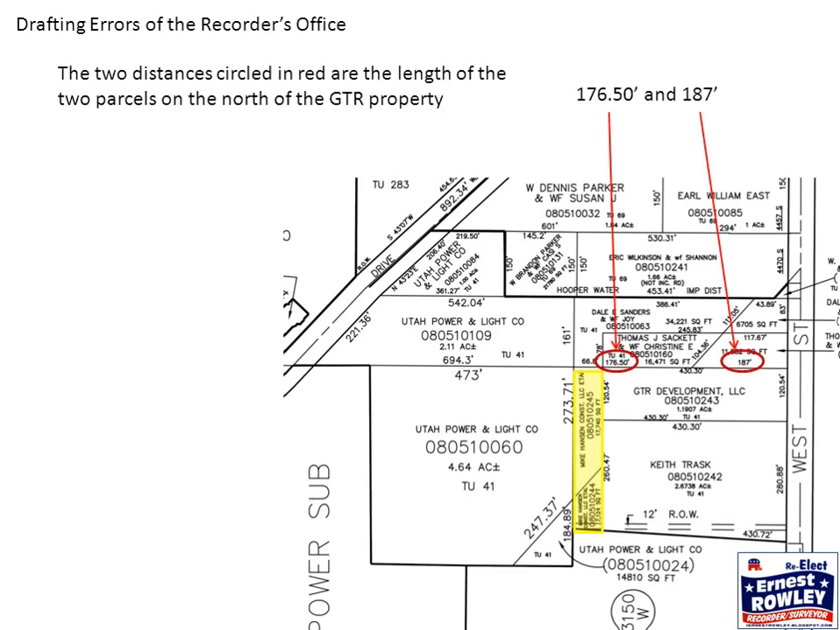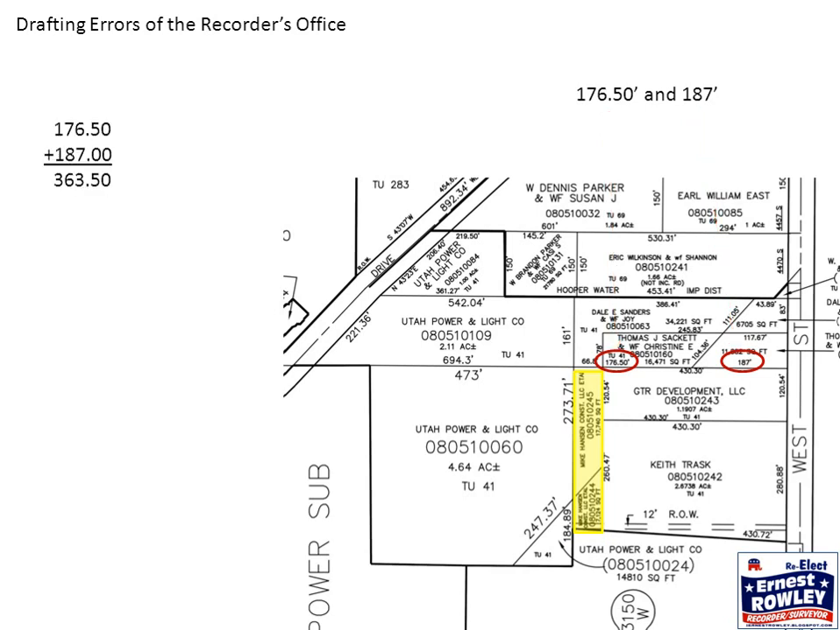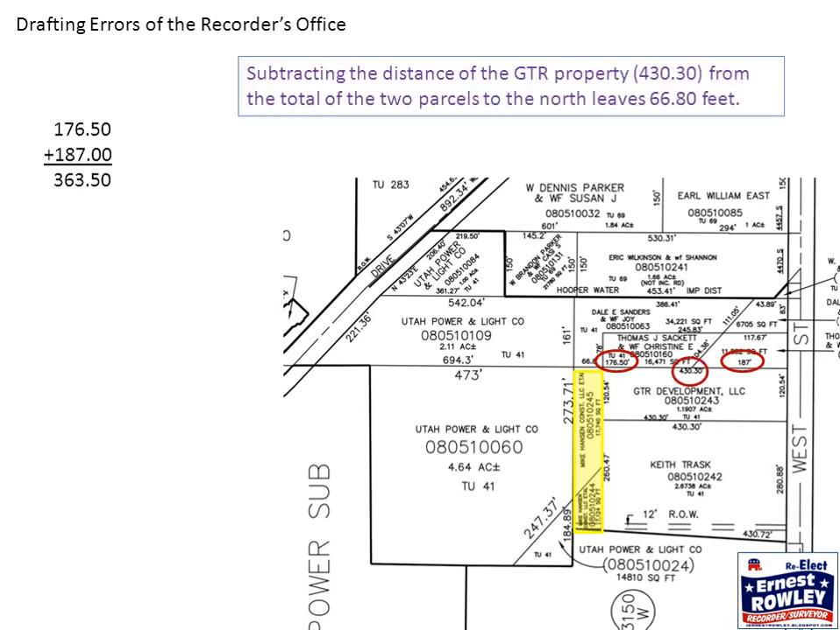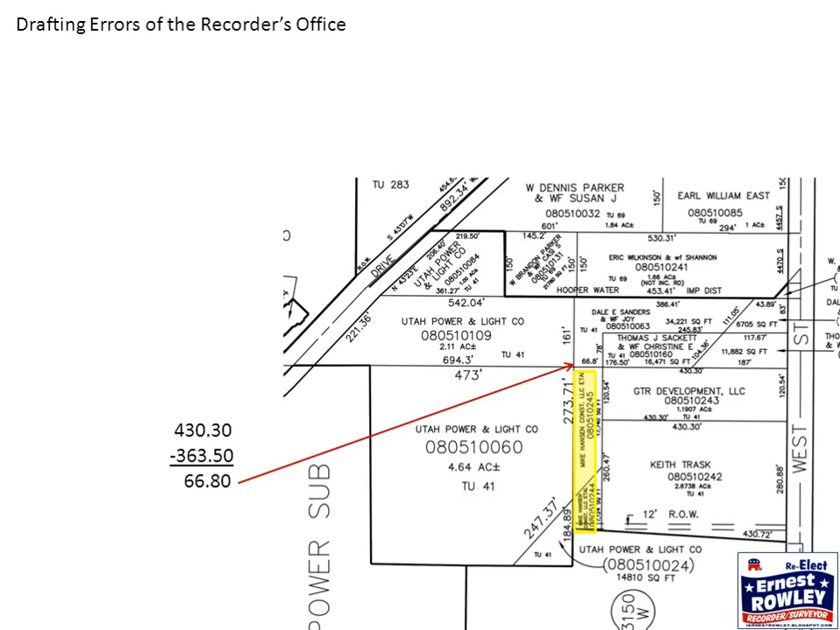The two distances circled in red are the length of the two parcels on the north of the GTR property. Adding them together, we get 363.5 feet. Notice that the GTR parcel is 430.30 feet long, but the west property line of the GTR and the west line of the two parcels to the north are drawn at the same location, shown in red. Making the subtraction as shown results in a distance of 66.8 feet, which is the distance of the property to the north of the yellow parcels.